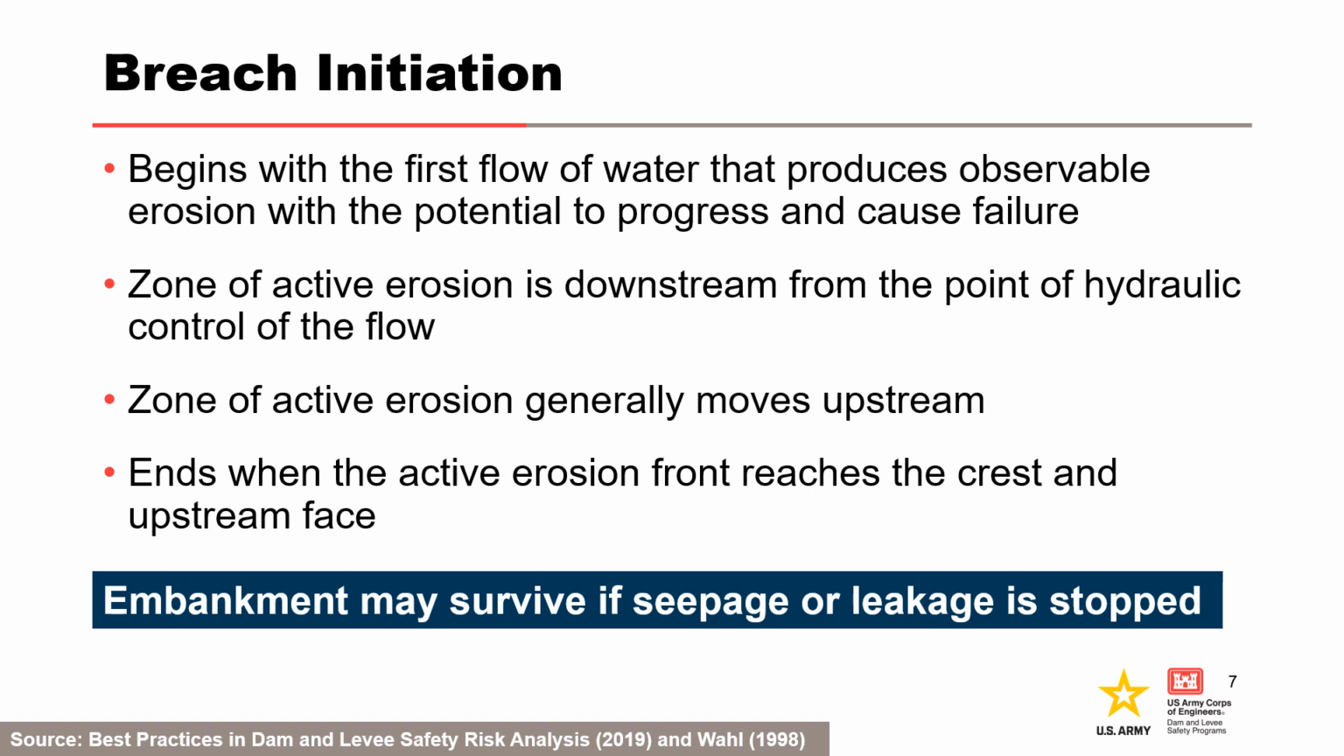As breach initiation proceeds, the zone of active erosion generally moves upstream via head cut or surface erosion during overtopping flow. The breach initiation phase ends when the active erosion front reaches the crest or upstream face of the dam, thereby producing a rapidly accelerating breach outflow and typically unstoppable failure of the dam or levee.